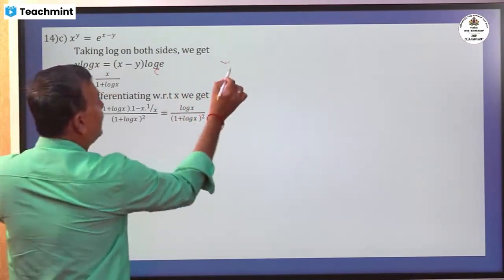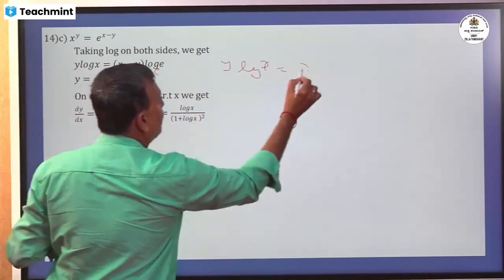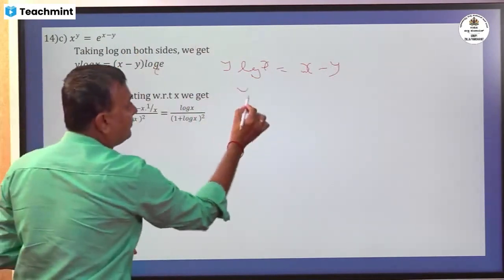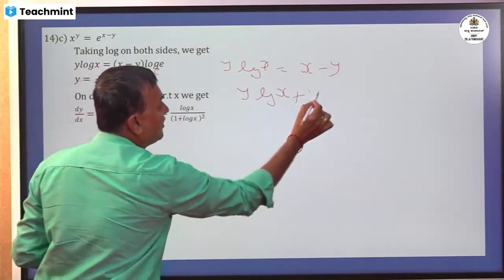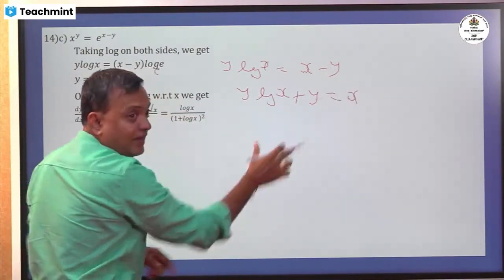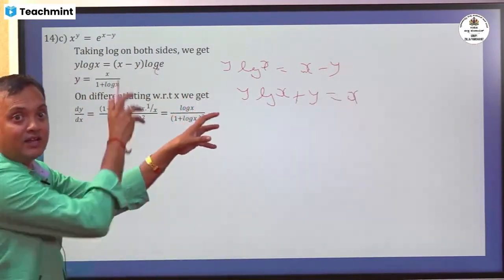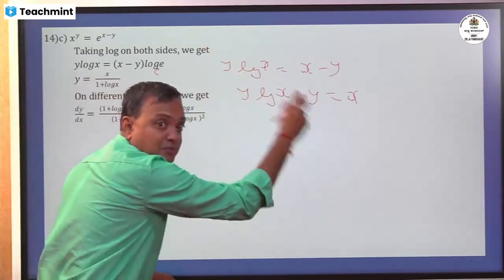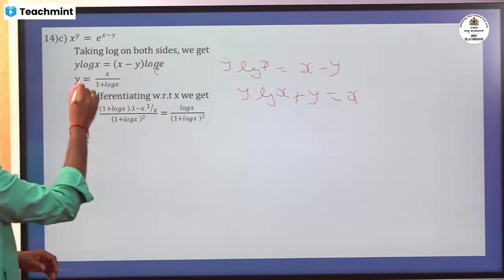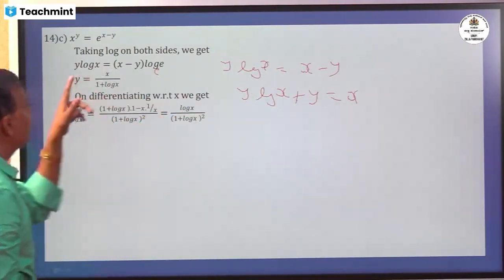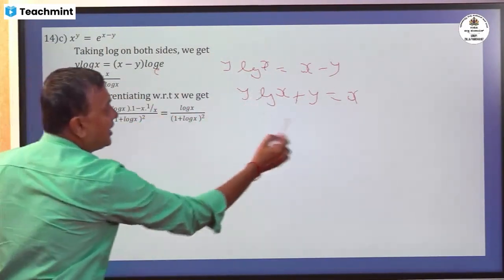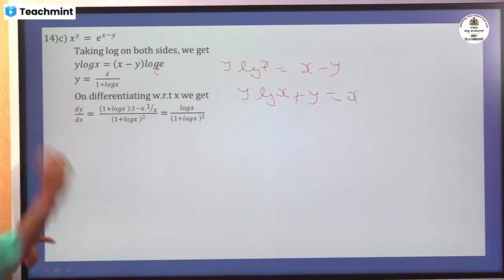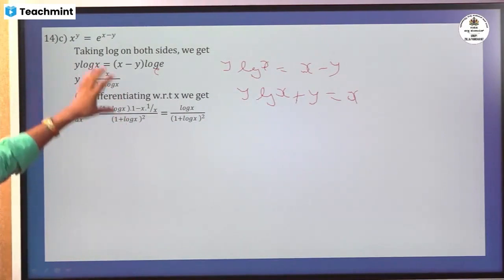This is y log x is equal to x minus y. Bring minus y to left hand side, we get y log x plus y is equal to x, or y common. Actually this is implicit function, but we can reduce it to explicit form. First reduce it to explicit form, then go for differentiation. So y becomes y equal to x, here remaining is log x plus 1, then y equal to x by 1 plus log x. Then differentiate using quotient rule.